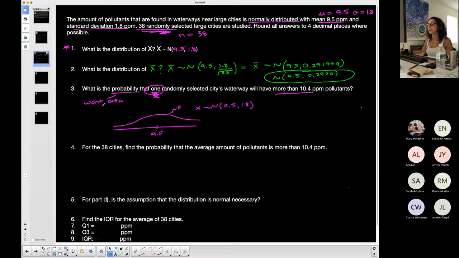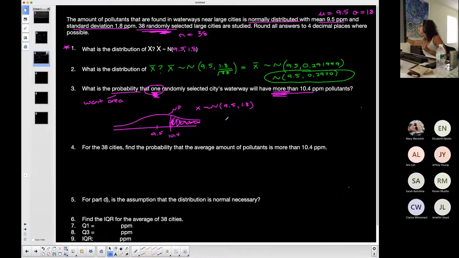And if I want probability, that means I want area under this curve. Well, a lot of times I like to know the center of the curve because, you know, when I talk about another value, like 10.4, I know that that's to the right of that, right? And I want area under the curve, and I want more than, so I want area to the right. Which is a sloppy looking shaded region. So do you guys remember from last week, my calculator trick that I use if I want area? If I want area, what is my calculator trick that I use?